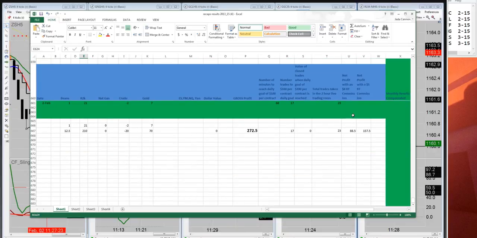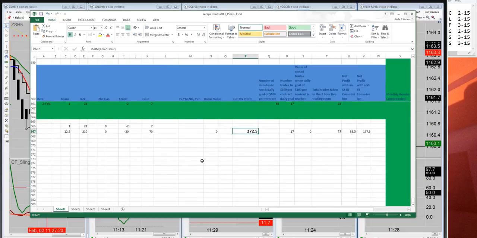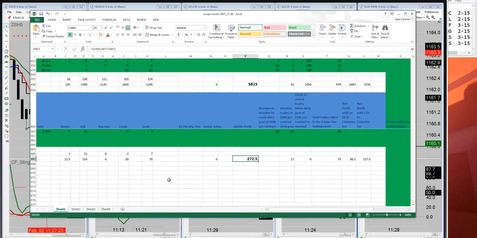Okay? So, net profit on the day, if you have an $8 round turn, you had $88.50. If you have a $5 round turn, you had $157.50. But the gross profit on the day was $272.50. Okay? And that is where we stand on the month so far.